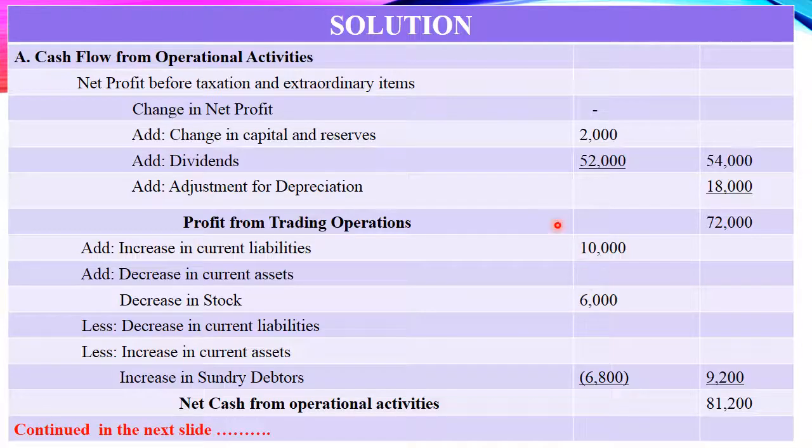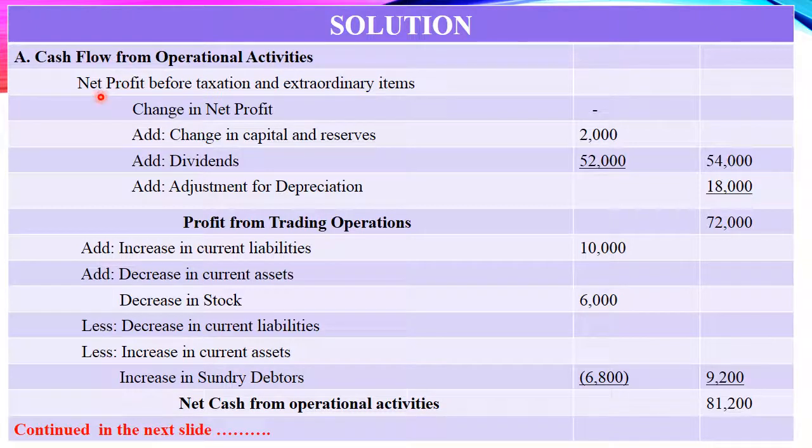Now here we have the solution. So like we said, the cash flow statement has 3 sections. The first one, we have the cash flow from operational activities. Second, we have cash flow from investing activities, and third, we have the cash flow from financing activities. Now let's start with the first section, the cash flow from operational activities.